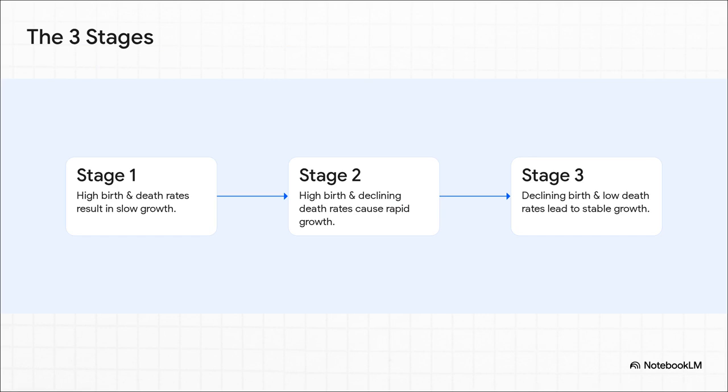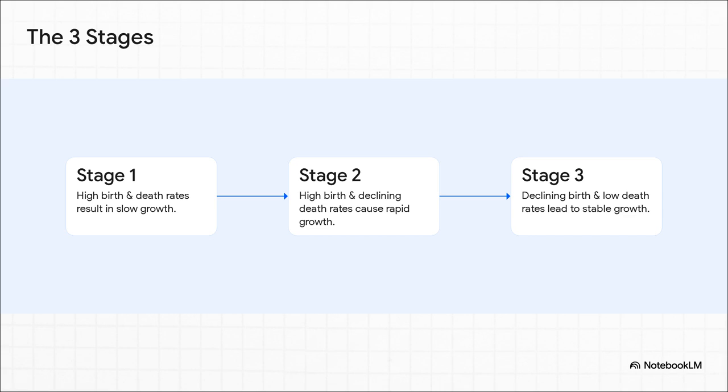So in stage 1, you've got your old school, pre-industrial societies. Lots of babies are born, but sadly, lots of people die young too. So the population doesn't really grow much. Then, boom, stage 2. We figure out sanitation, medicine gets way better, and the death rate just plummets. But people are still having lots of kids. And that right there, that's your population explosion.